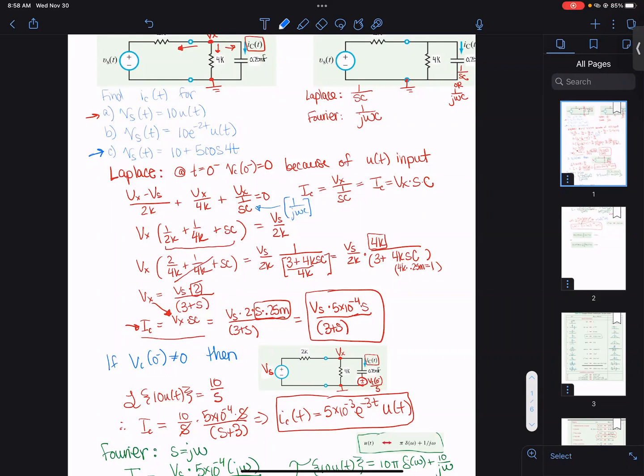So basically, instead of going through all those algebraic moves with a fraction version of j omega, you can just take your Laplace and just swap out s for j omega. Yep. Okay. Yeah, I like to use just s instead of j omega because it's easier looking algebraically.